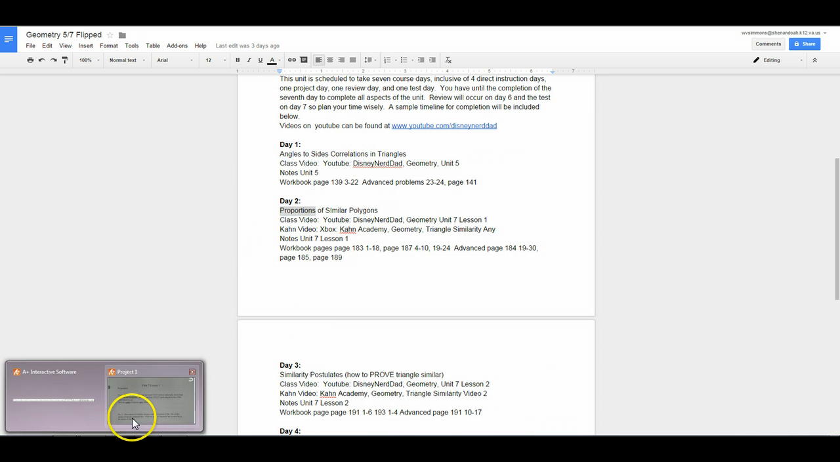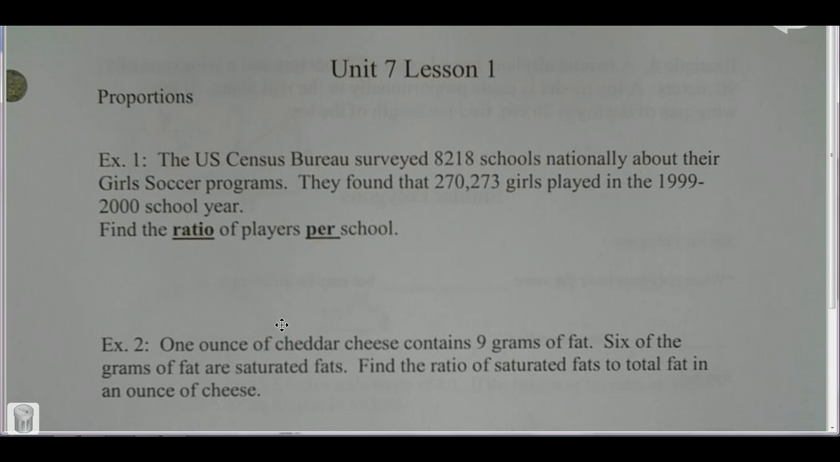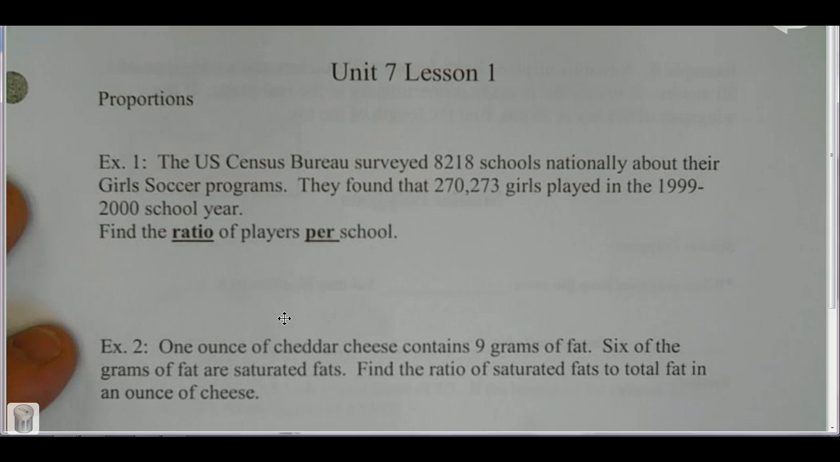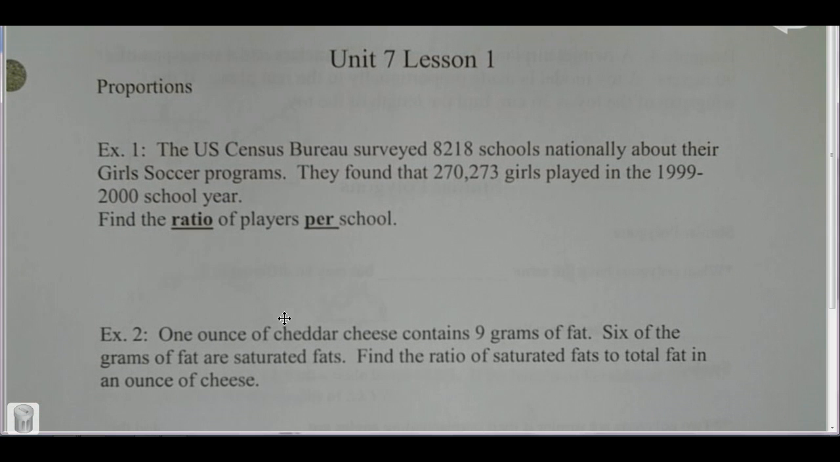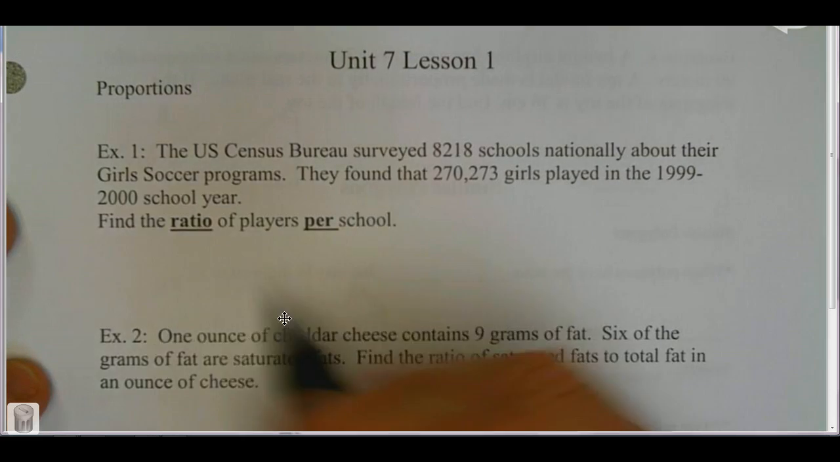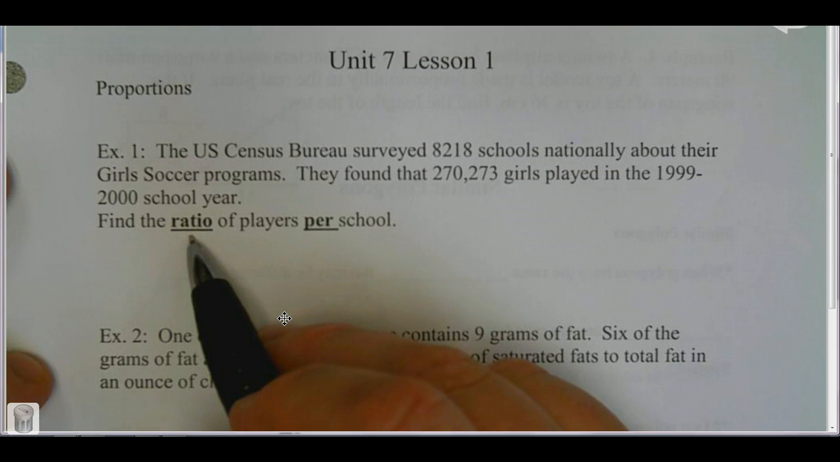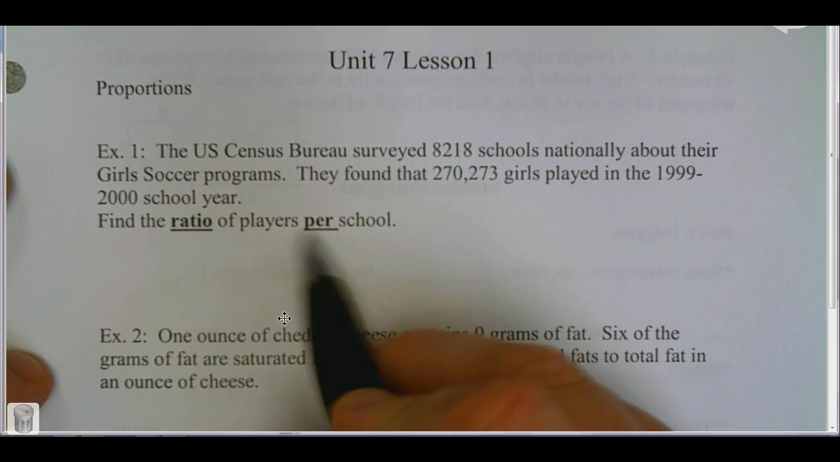So let's go ahead and go to the notes. I'm going to review what proportions are. Essentially, proportions are ratios. If you have a word problem, the U.S. Census Bureau surveyed 8,218 schools nationally about the girls' soccer program. They found that 270,273 girls played in the 1999-2000 school year. So a proportion is a ratio, and it says players per school.